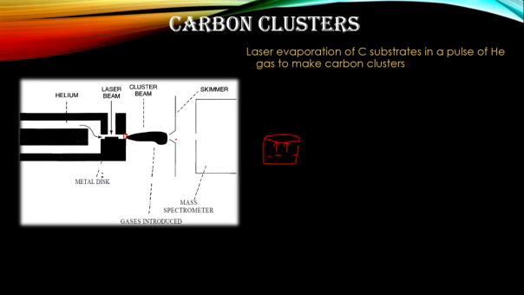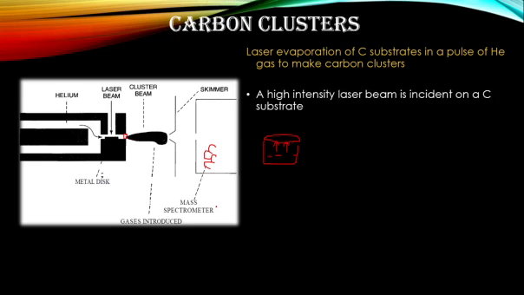These cluster beams are then studied using a mass spectrometer, where you will be checking how much cluster has been formed. So the mass of the cluster will give us an idea how many carbon atoms are involved in a cluster. Clear? So that is why a mass spectrometer is used. So the people have conducted this experiment.